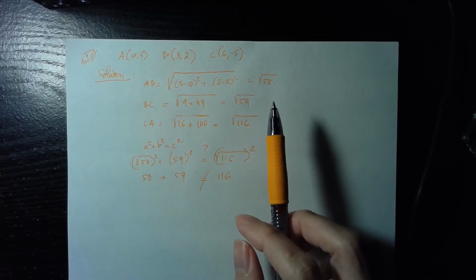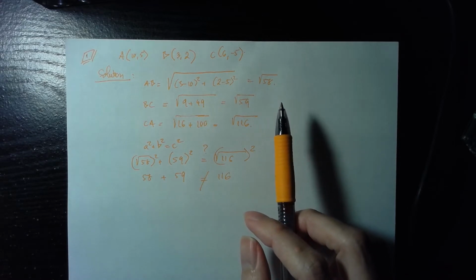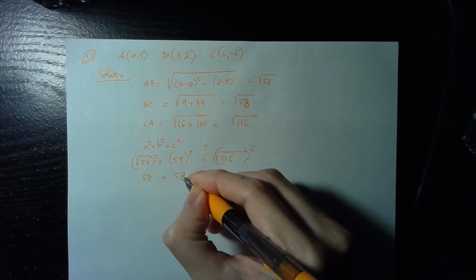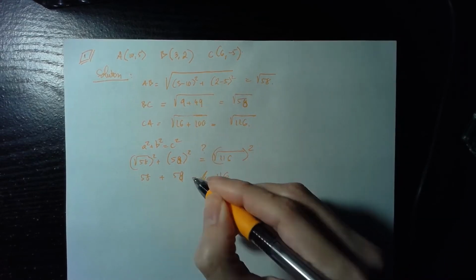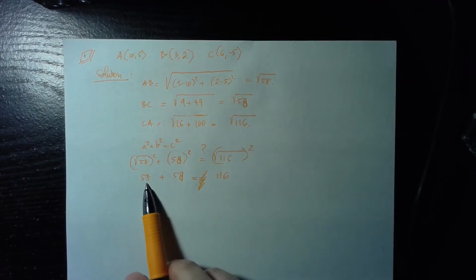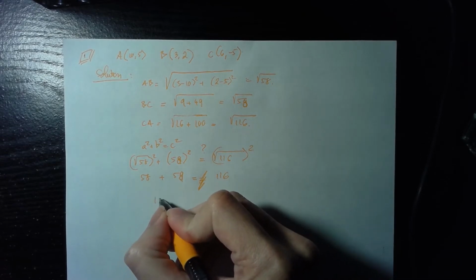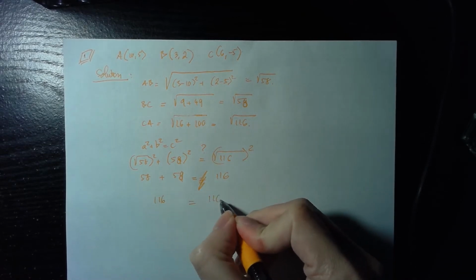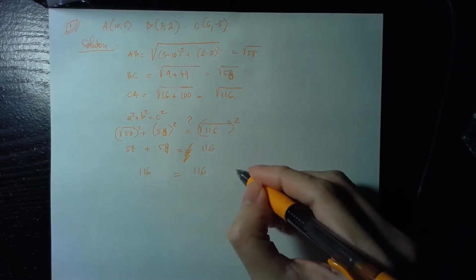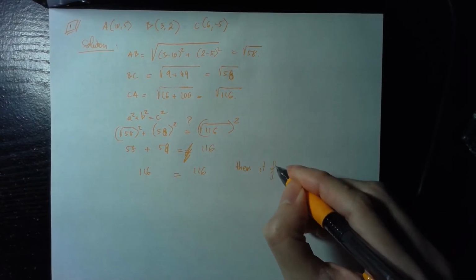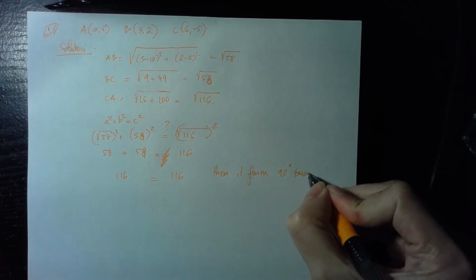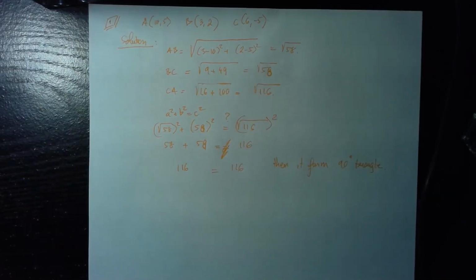Oh, right, it's 58. It's 58 here, I'm sorry. They're equal to each other, because 9 plus 49 is 58. It's not 59, I'm sorry. So squared, 58 plus 58 is 116, which equals 116 right here. So it satisfies the Pythagorean theorem, and it forms a right triangle. Okay, so that is for number 1.